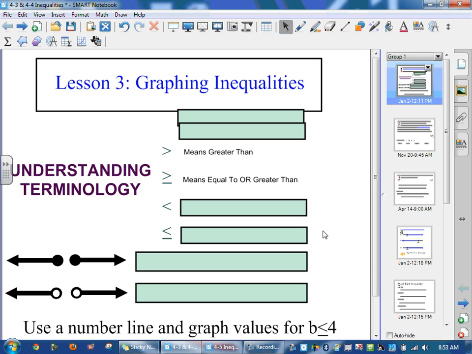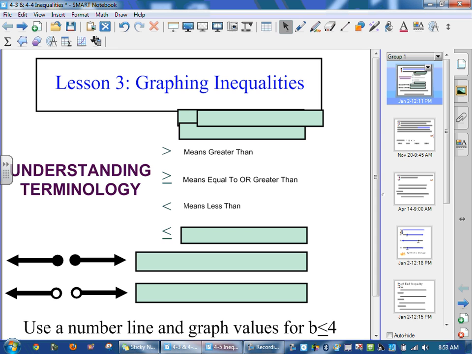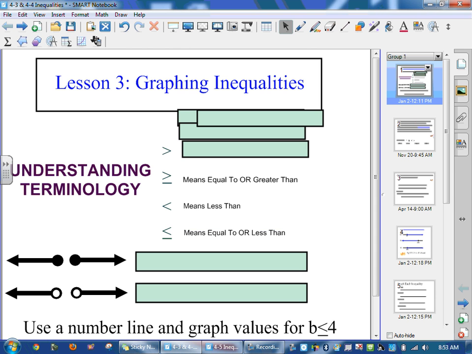And then we got the one pointing left. It's the less than, the one that points left. I'm going to give you a hint on how to remember these in a moment. And the bottom one, what does it mean? Less than or equal to. Okay, so less than or equal to.